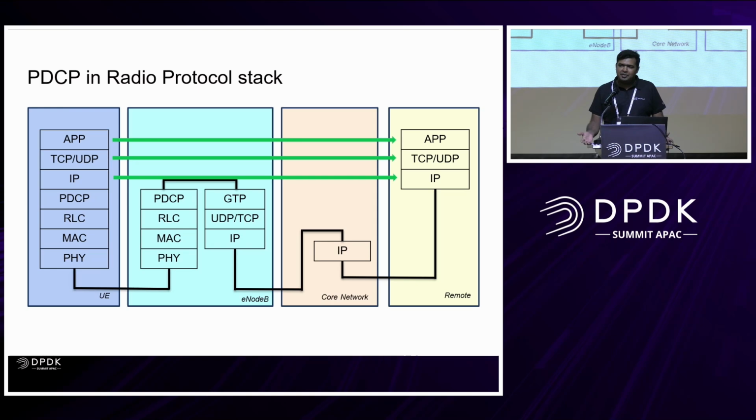It can even be an Ethernet packet. It can be anything that an application and the radio decide between them. So PDCP doesn't have any requirement that the payload has to be IP or anything for that matter.